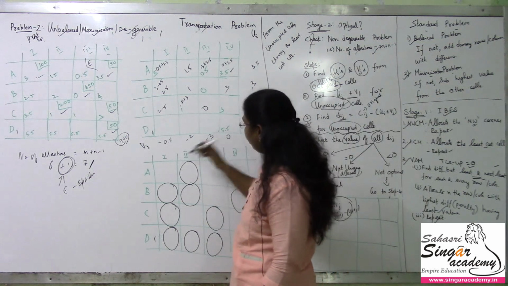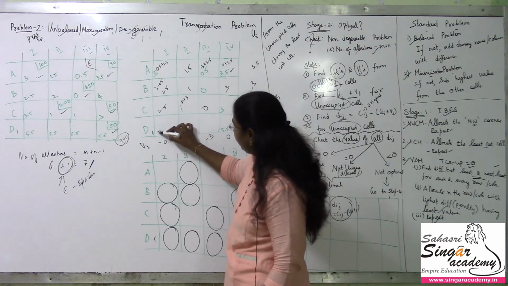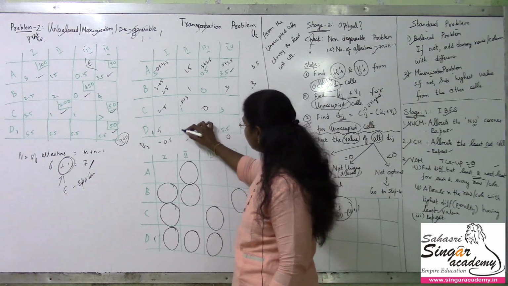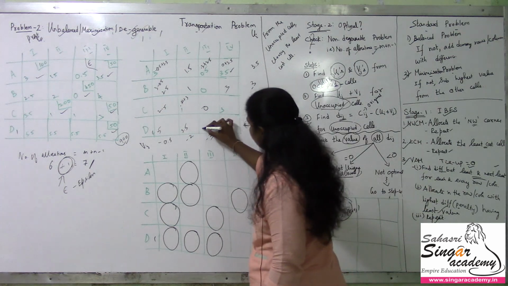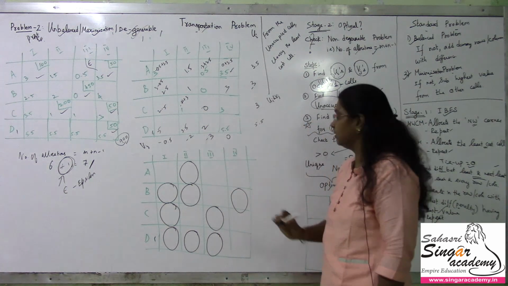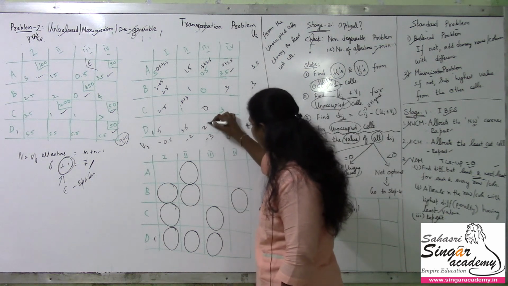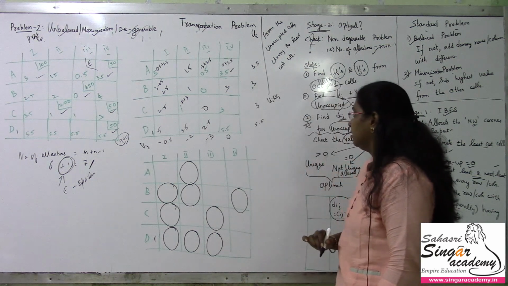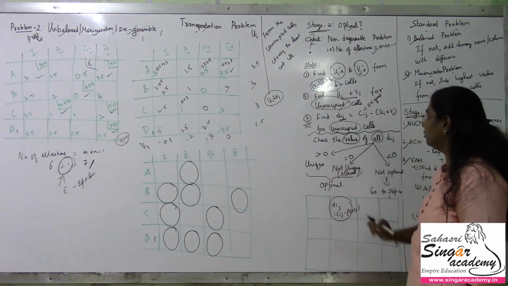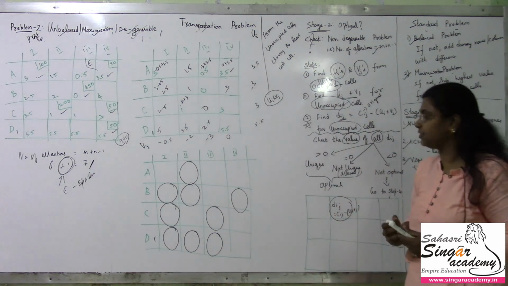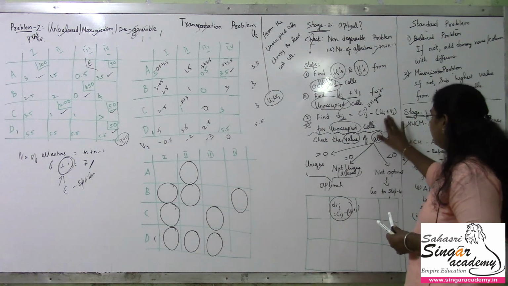Here it is 5.5 and minus 0.5, so 5. 5.5 and minus 2, so 3.5. And 5.5 and minus 3, so 2. Is it okay? Nothing I have done. Sorry, not 2, 2.5. It's 2.5. So I have found the Ui plus Vj for the unoccupied cells. Now I have to go for step 3, finding Dij, which is Cij minus Ui plus Vj.